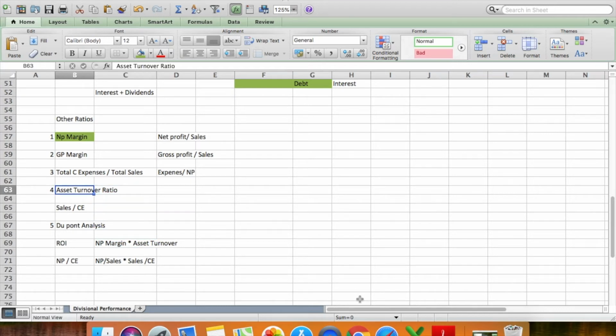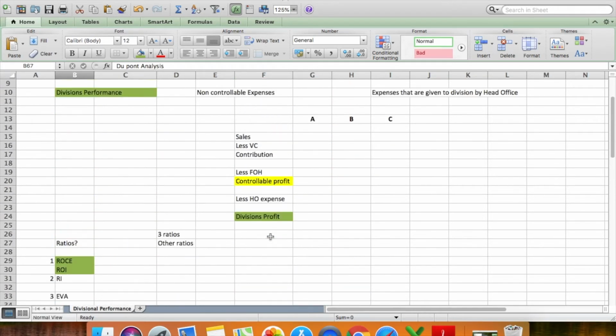The key behind the asset turnover ratio is that it explains whether the organization is generating enough revenue with its capital base or not, right? So it is similar to the ROI ratio. The only difference is that ROI calculates how much profit is generated based on your capital employed, on your assets, and the asset turnover gives you how much revenue is generated on your asset base. So that is all about divisional performance for today.